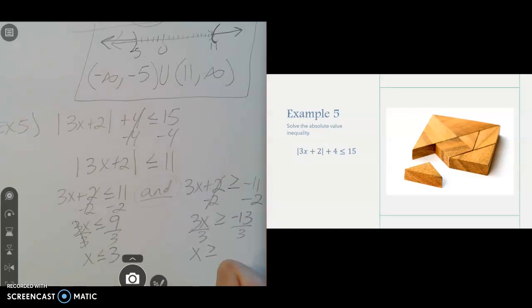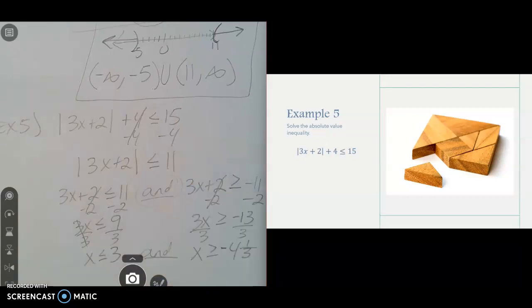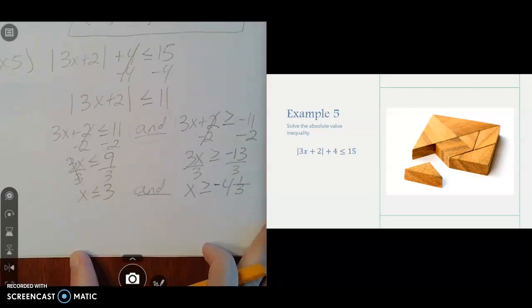Well, I'm about to graph this on the number line. I'd like to know where that is. So I'm going to convert that to a mixed number. 3 goes into 13 4 times. 4 times 3 is 12. 12 has a difference of 1 from 13. So it's 4 and a third. It's still negative. Okay, and we have an and inequality. All right, let's graph each one separately. Then we'll find our intersection.